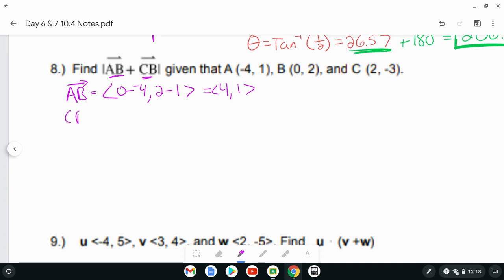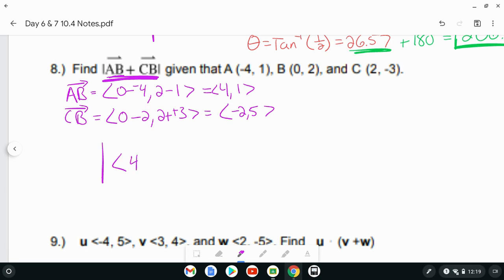For the CB vector, we would do 0 minus 2, and then 2 minus negative 3? So our component form for number 8 would be negative 2, comma, positive 5. Be careful about those double negatives, okay? So if these are the directions we're going, when we go to add these, let's fill it out in this equation now, what we're trying to find.